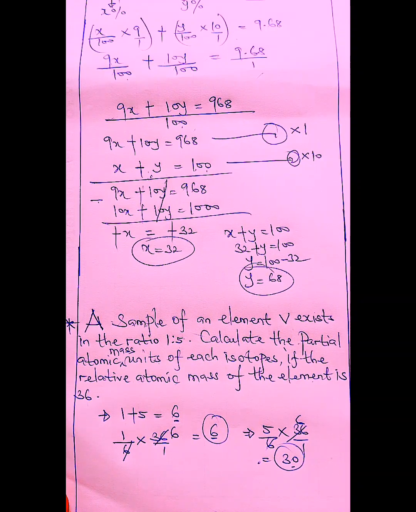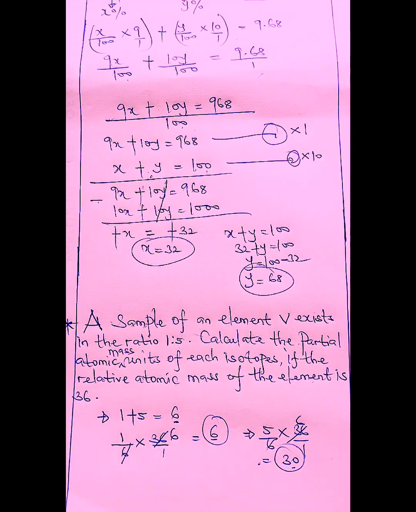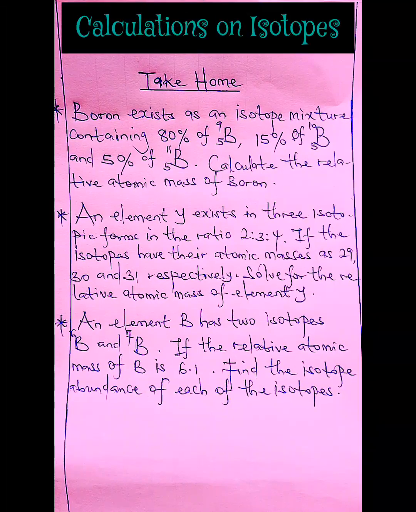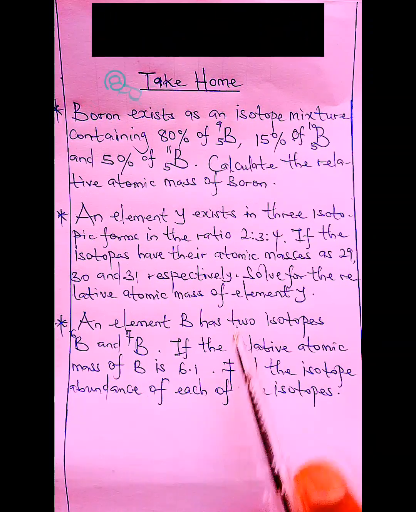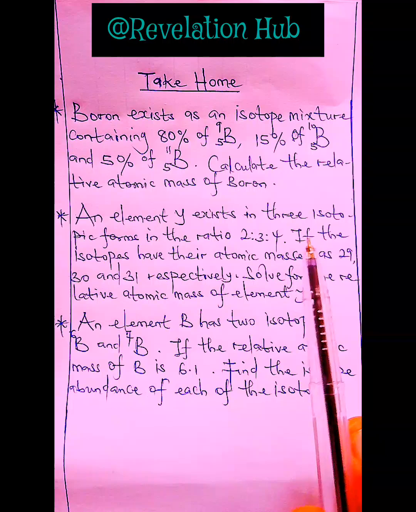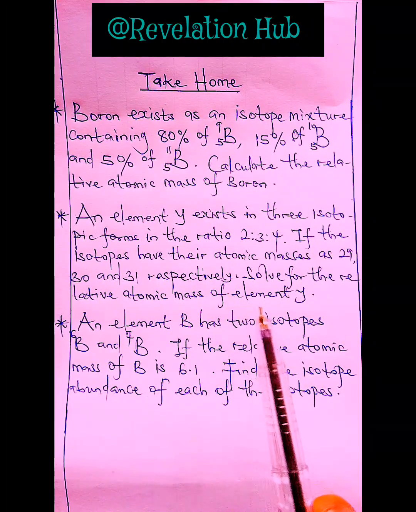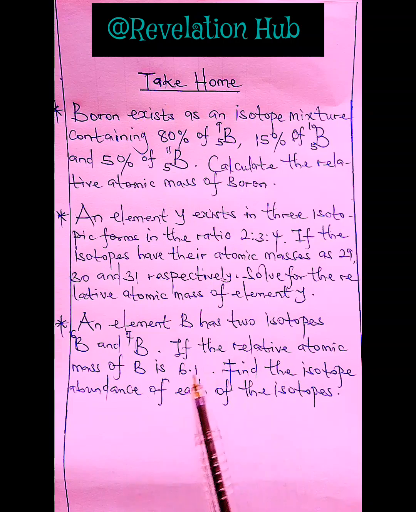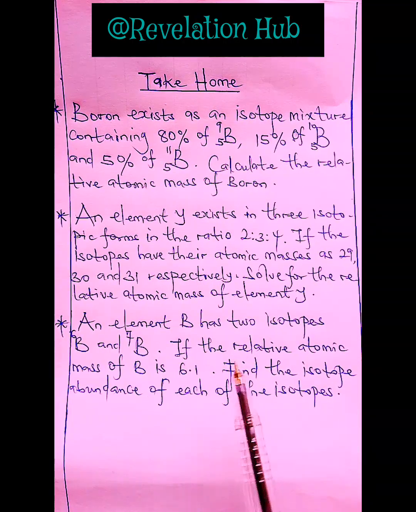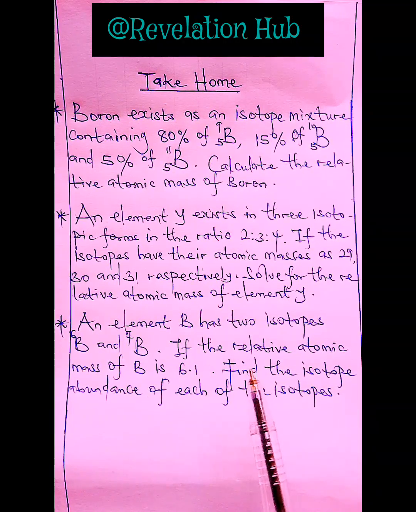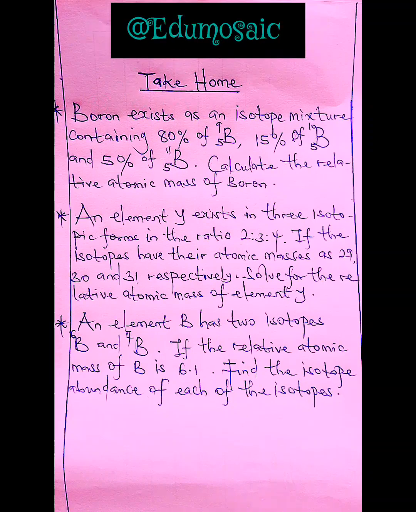The next we're going to look at now is the take-home. Okay, pals, it's high time we got ourselves tested with these take-homes to see how much we've gotten from today's lesson. So here are the questions for today's take-home. Boron exists as an isotope mixture containing 80% of boron 9, 15% of boron 10, and 50% of boron 11. Calculate the relative atomic mass of boron. As simple as that. That question is simple and very direct.